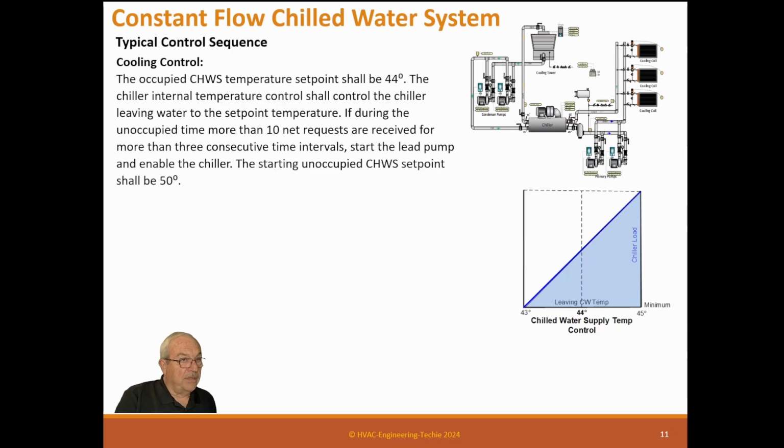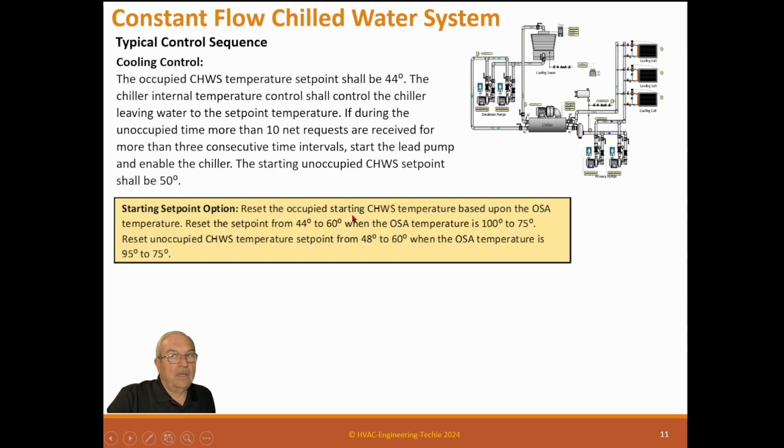Now, if we get 10 net requests for more than 3 intervals, which would be 9 minutes, it will start the central plant, and then the shut-off period would be reversed. So that is a way to do it if you need to do that. If you have tenants that can do that, otherwise you don't need that.